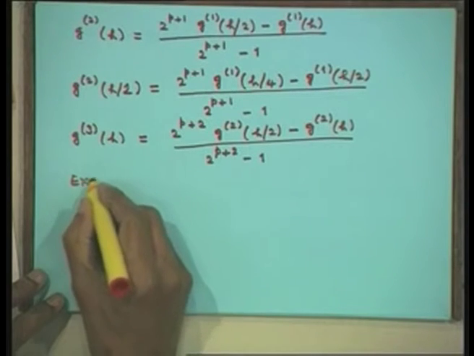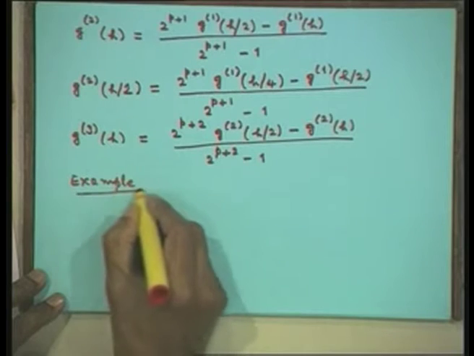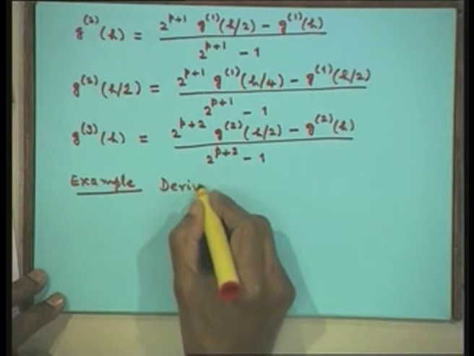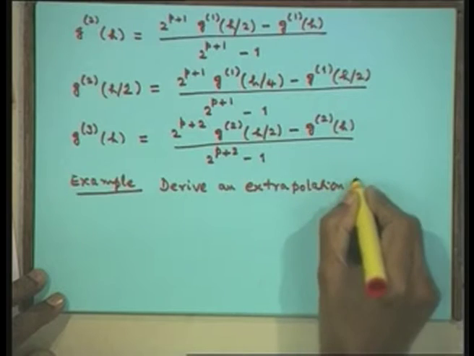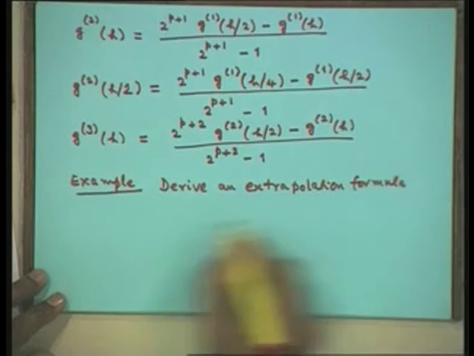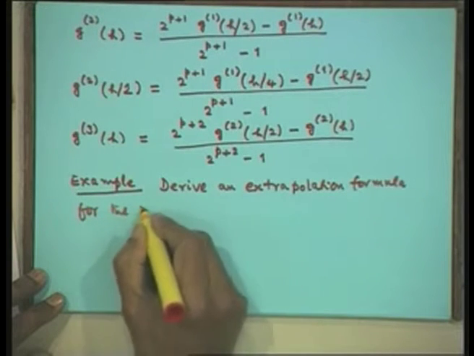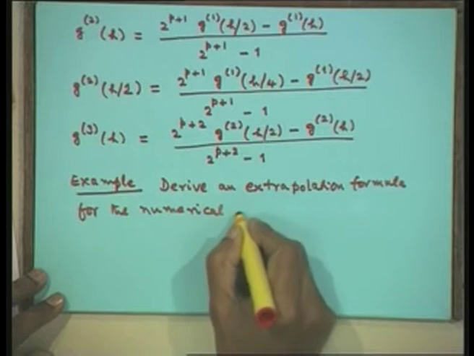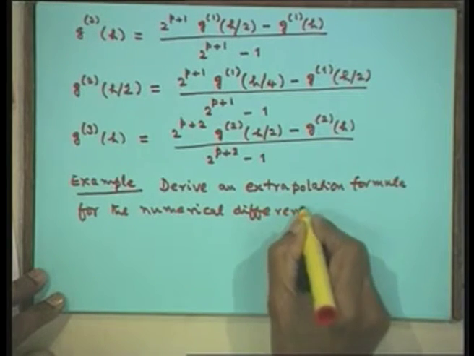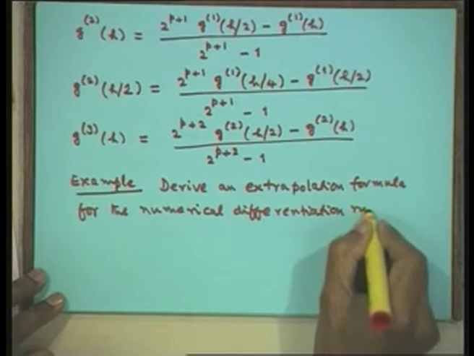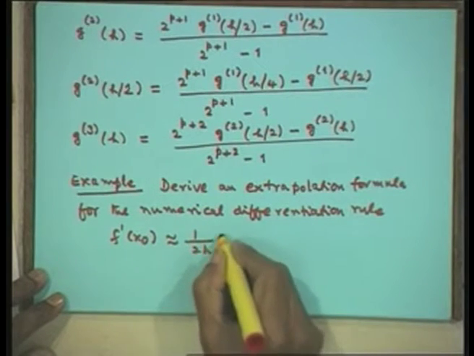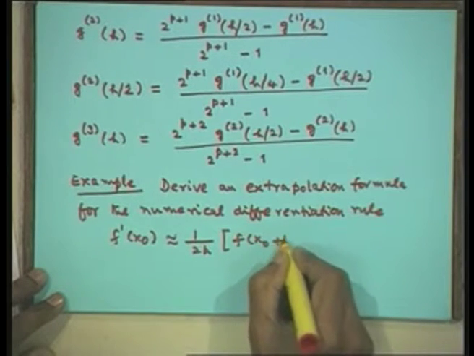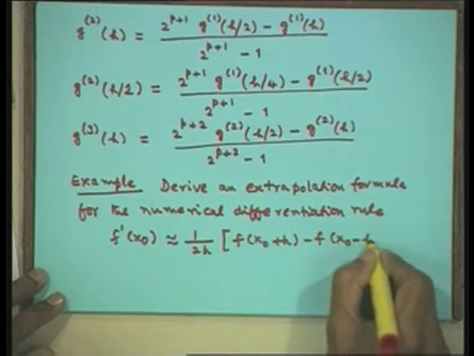Let us now take an example for application. Example: derive an extrapolation formula for the numerical differentiation rule f prime at x naught is approximately equal to 1 upon 2 h, f of x naught plus h minus f of x naught minus h.